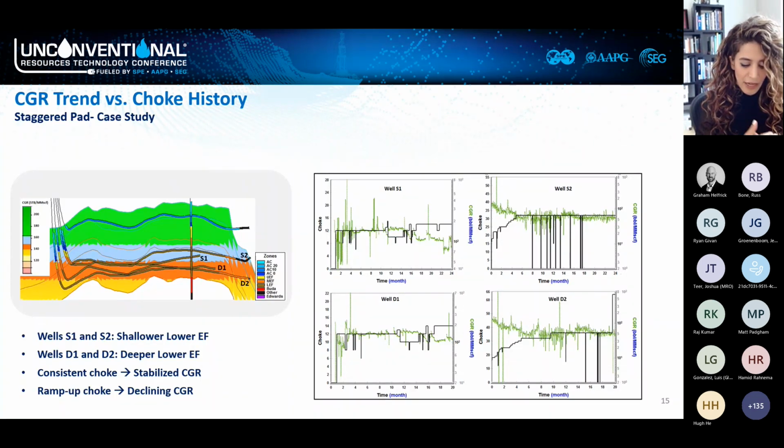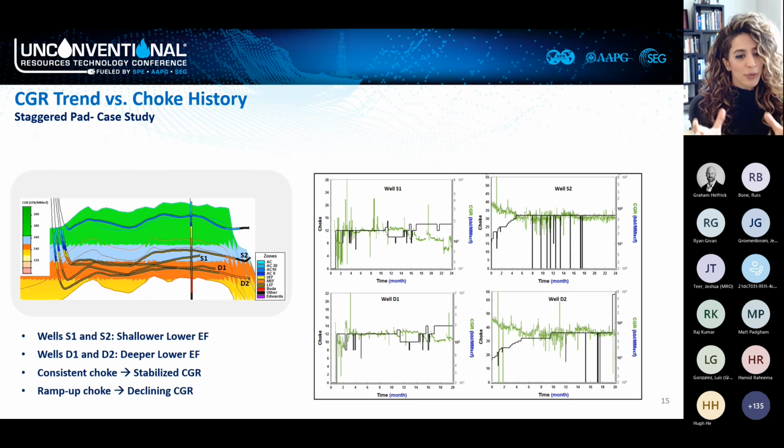at the surface. Now, here I'm going to take a couple minutes, and I would like to share with you an example of a pad in the Eagle Ford that has staggered wells and multiple benches. On this cross plot section here, I am showing you 4 of the wells. I call them D1 and D2, which are at the deeper section of the lower Eagle Ford, and the wells S1 and S2 are the wells that are on the shallower section of the lower Eagle Ford. Obviously, we have more wells here in the upper target, in the upper Eagle Ford and Austin Chalk.